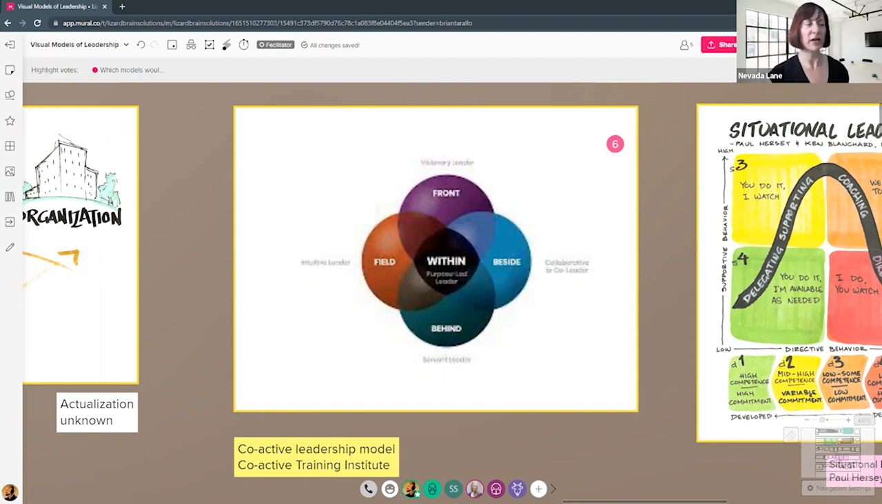So this is a nice model. I think it confronts a little bit of our Western tendency to say that being a leader out front is being a leader. And there's many other ways to be a leader. And I think that's what this shows, which is really beautiful. And it gives five ways to be a leader.